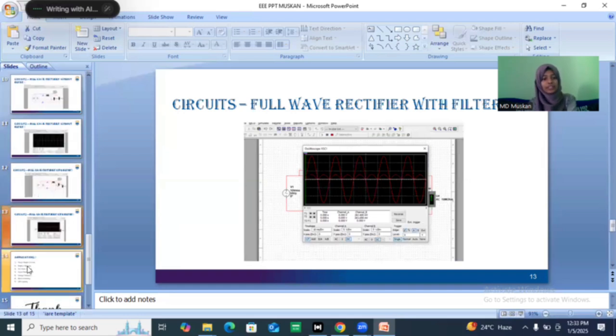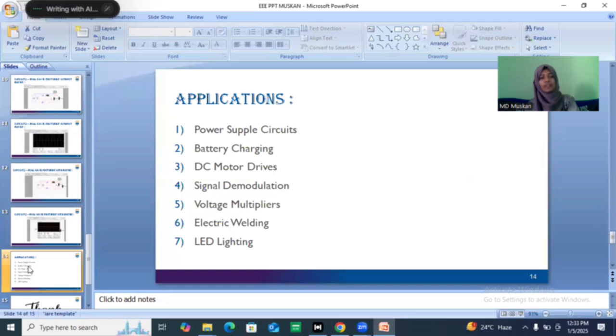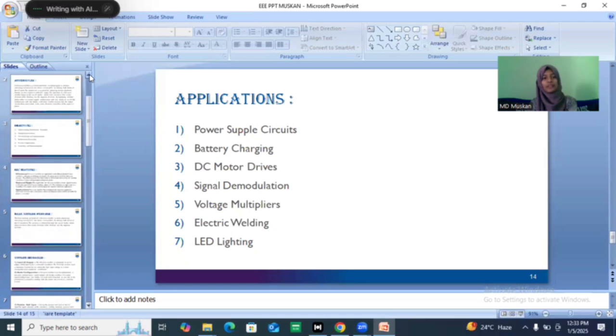Next, coming to the applications. What are the applications of the full wave rectifier? It is used in power supply circuits, battery charging, DC motor drives, signal demodulation, voltage multipliers, electric welding, and LED lighting. There are certain applications that I have presented in front of you, that is power supply circuits, electric welding and LED lighting. So far, I have discussed this full wave rectifier topic.